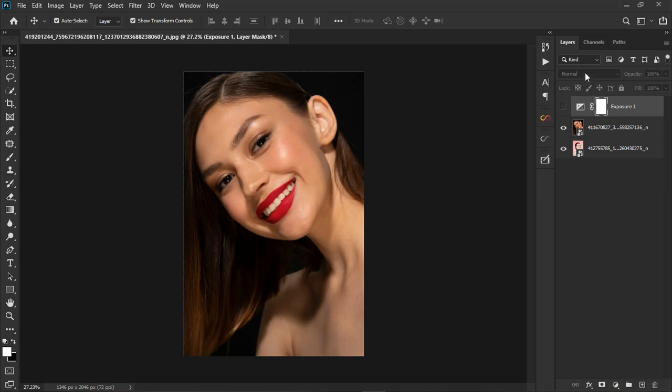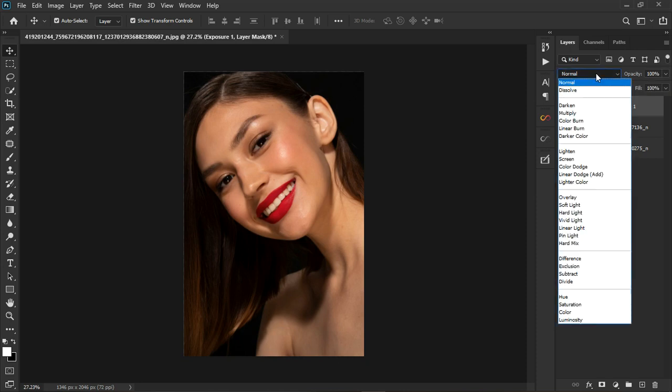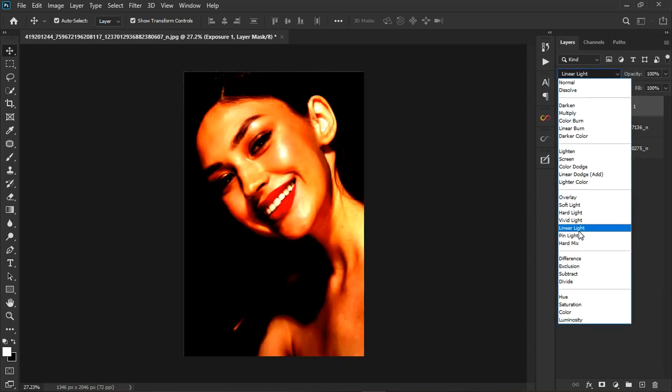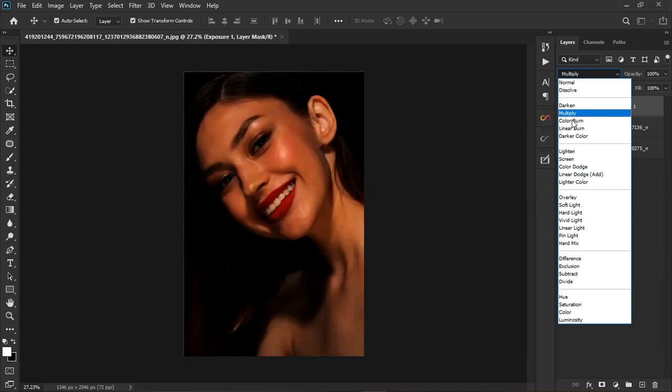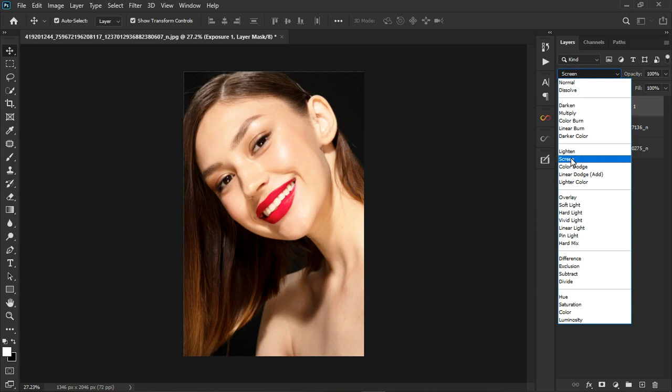The important blending modes. Now I'm going to turn this one on. The important blending modes, remember we have 4 adjustment layers. Important blending modes: we have linear light 1, soft light 2, multiply 3, screen 4. Those are the 4 important ones I like using. The rest are also important.